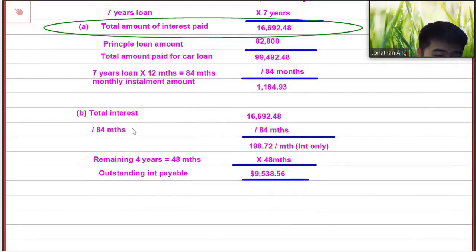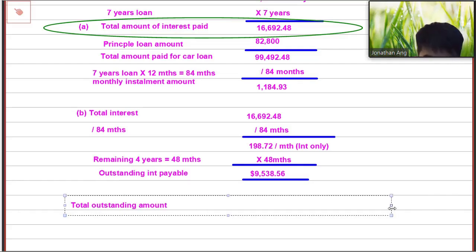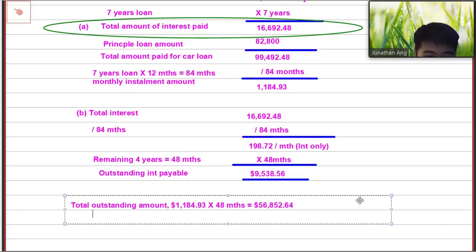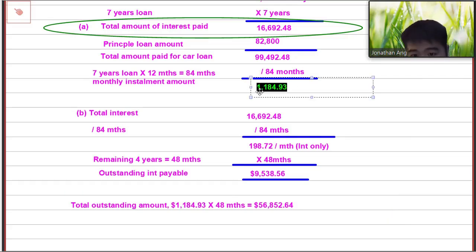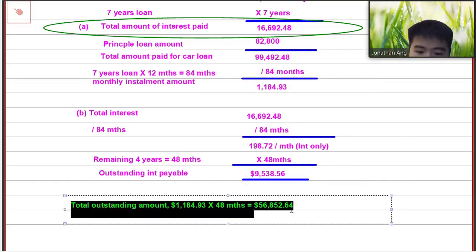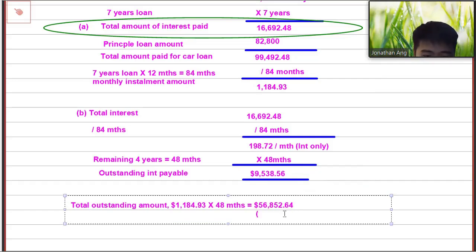With this being said, you have to calculate your total outstanding amount. You will take your monthly car payment, 1,184.93, multiplied by 48 months, which equals 56,852.64. Remember, this monthly installment of 1,184.93 is inclusive of interest. So you remove away the interest amount, then you are able to find out what is your outstanding part for principal only.